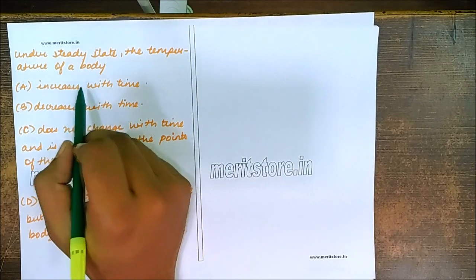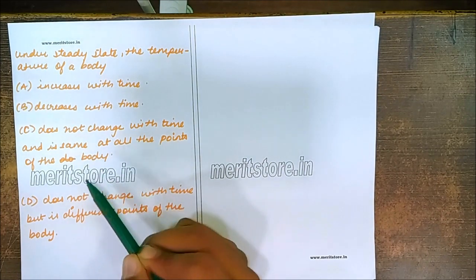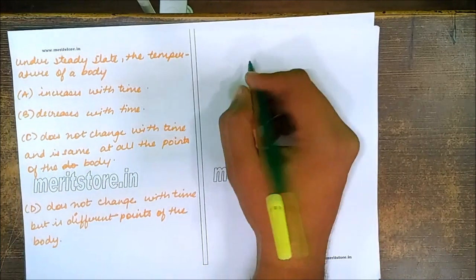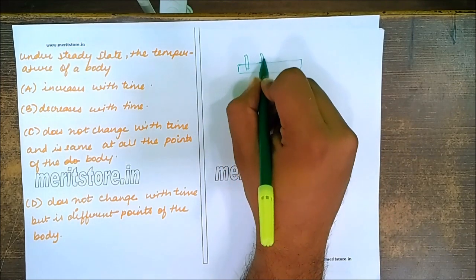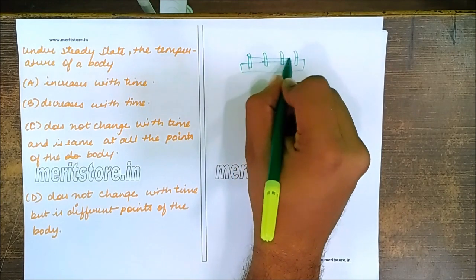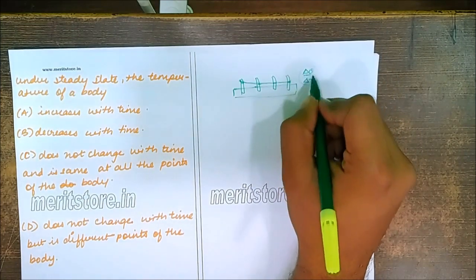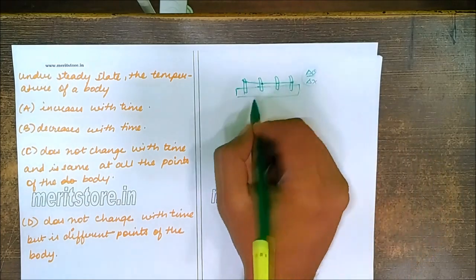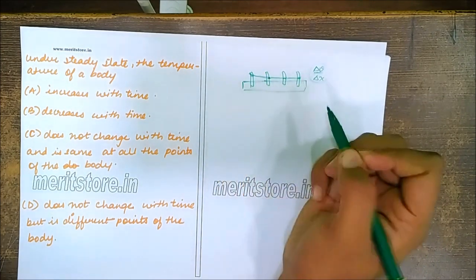Under the steady state, the temperature of a body: increases with time, decreases with time, does not change with time and is the same at all the points of the body, or does not change with time but is different for points on the body. Basically, steady state is where all the points have a constant temperature, but the value of that temperature is different. That's why we get a temperature gradient, delta theta by delta x, that is the rate of change of temperature with respect to distance. That means the temperature will be different at different points, but for a certain point the temperature is constant, and such a state is called a steady state. So it does not change with time but has different values at different points. That is option D.